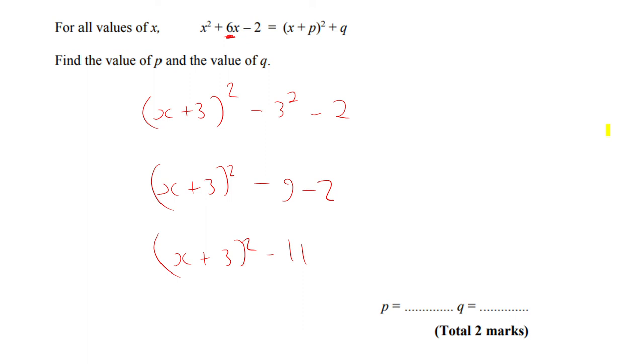Be careful here. In this case, p will be 3. Do not write q is 11, because q is not 11. q is minus 11, so write q equals minus 11 there.